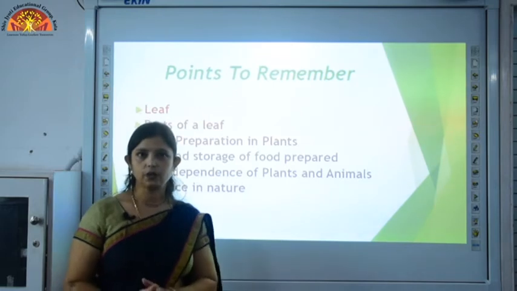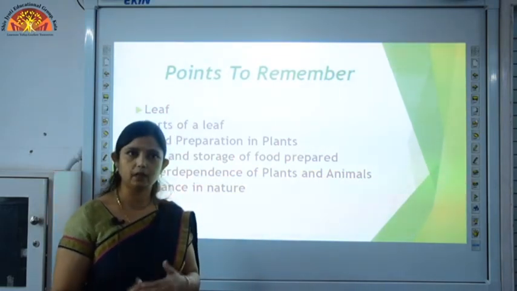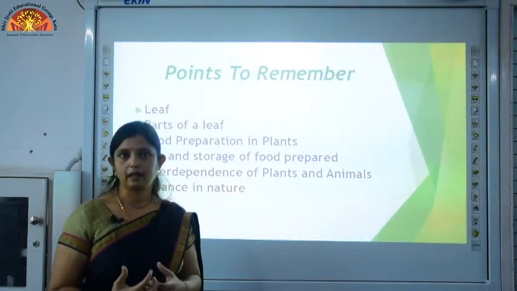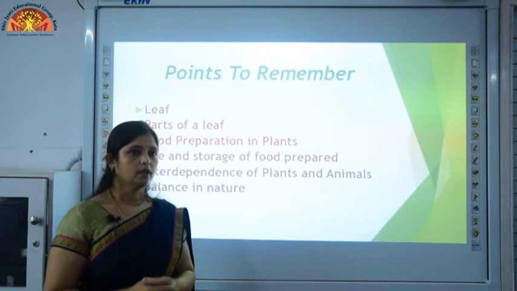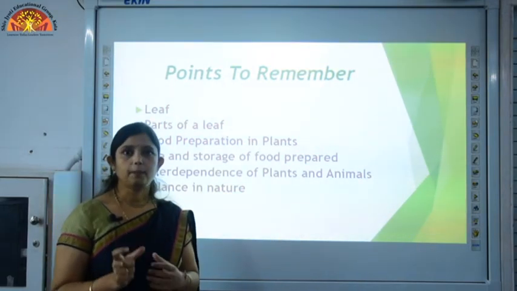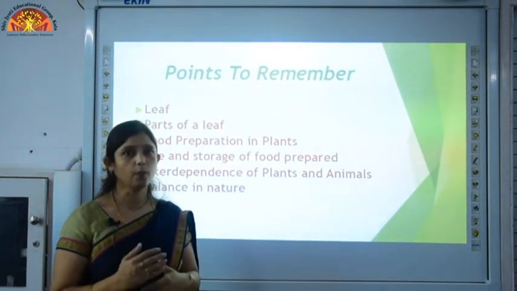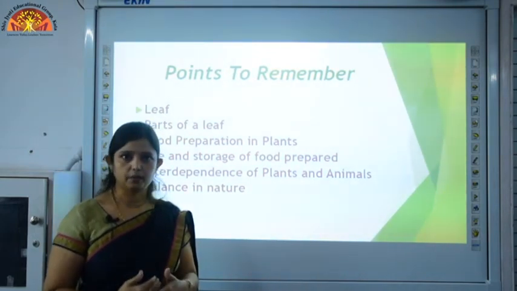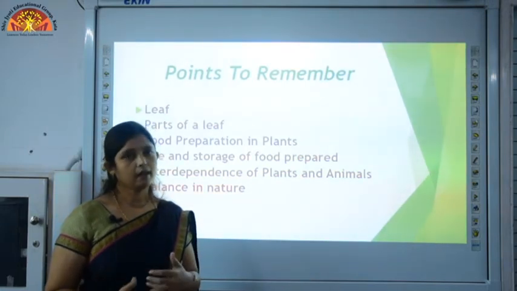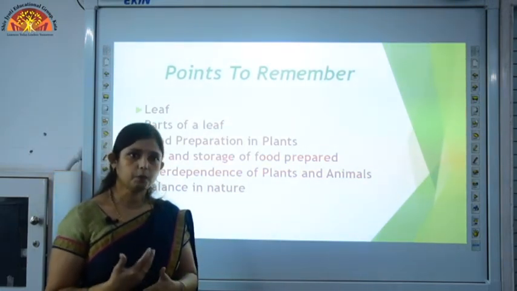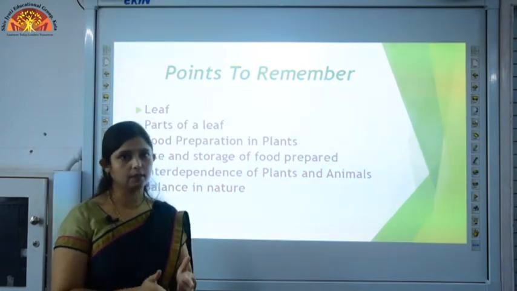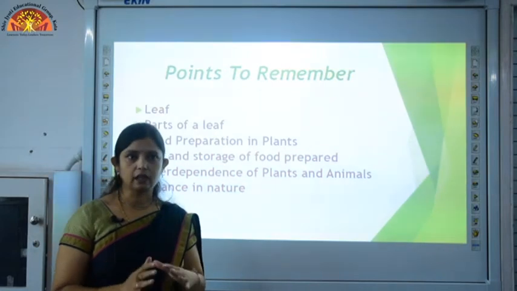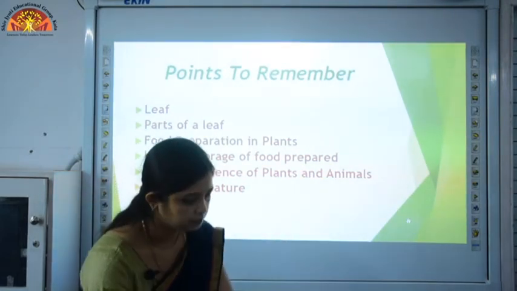So students, as we know, plants are producers, they prepare their own food. And all the animals are dependent directly or indirectly on plants for their food. So the word interdependence here means dependence on each other. So not only animals depend on the plants, plants are also dependent on the animals. So now we will discuss how they are interdependent. First of all, as plants prepare their food, herbivores eat the plants, then carnivores eat herbivores. So there exists a chain in nature which is called a food chain.